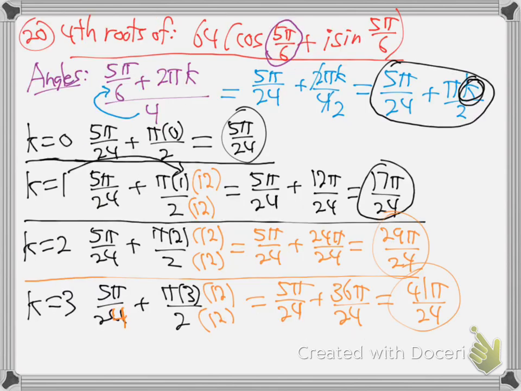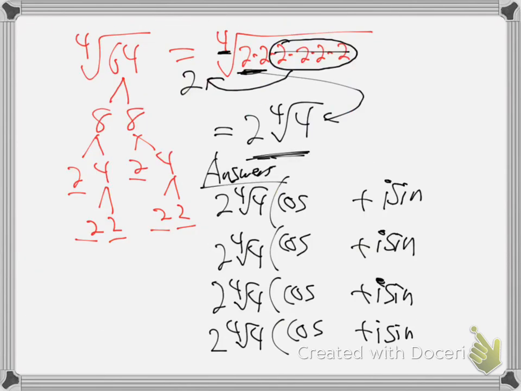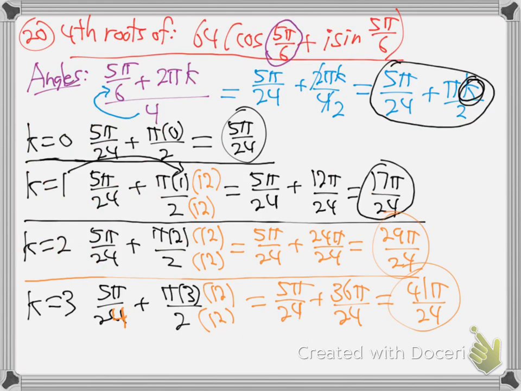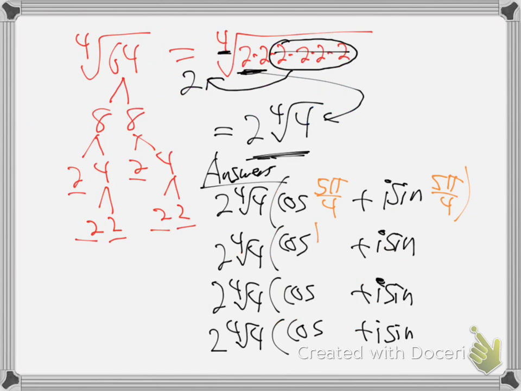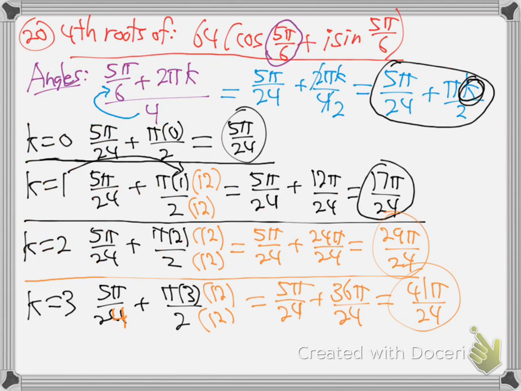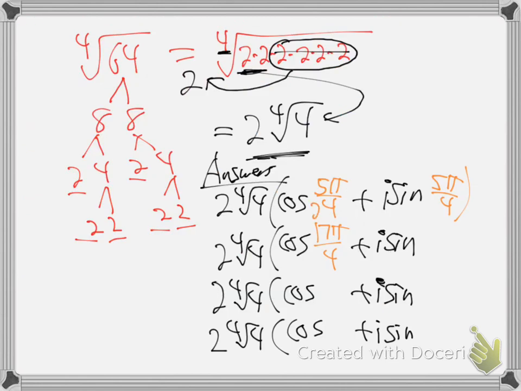And what's that angle? Well, the first one was 5 pi over 24. Let me write those in. 5 pi over 24, and then 17 pi over 24, and then 29 pi over 24.